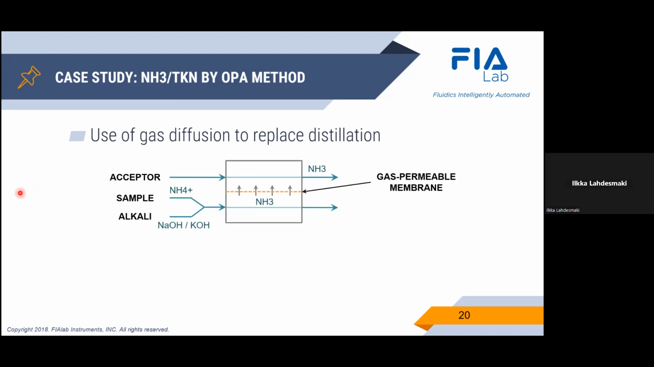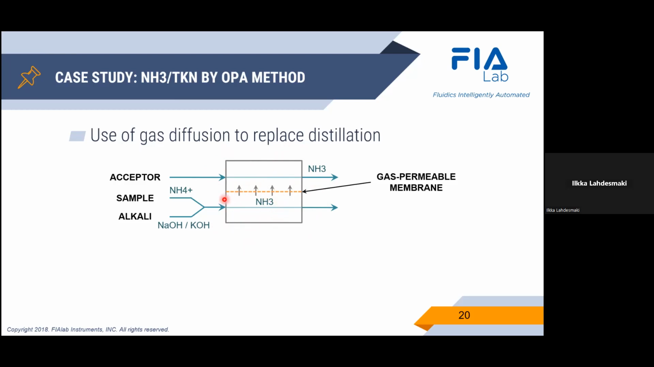So let's spend a little bit of time to discuss how gas diffusion works for ammonia measurements. You can see a schematic of it over here. You'll have a two-block or sandwich arrangement gas diffusion cell over here, where its two halves are separated by this gas permeable membrane shown in orange color.